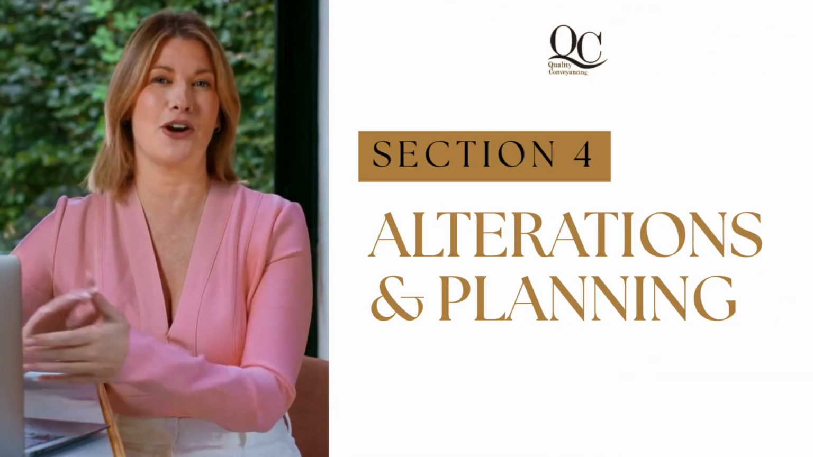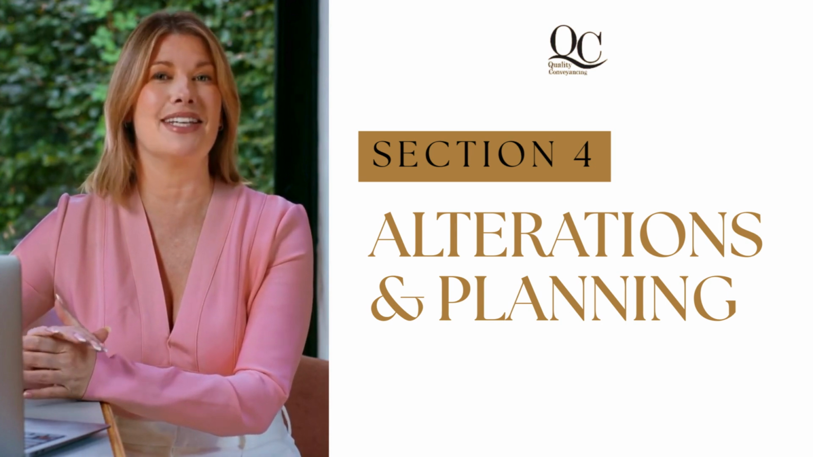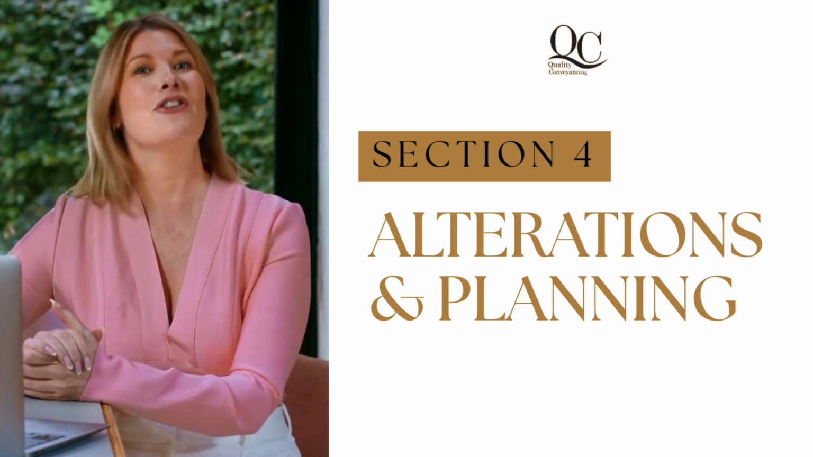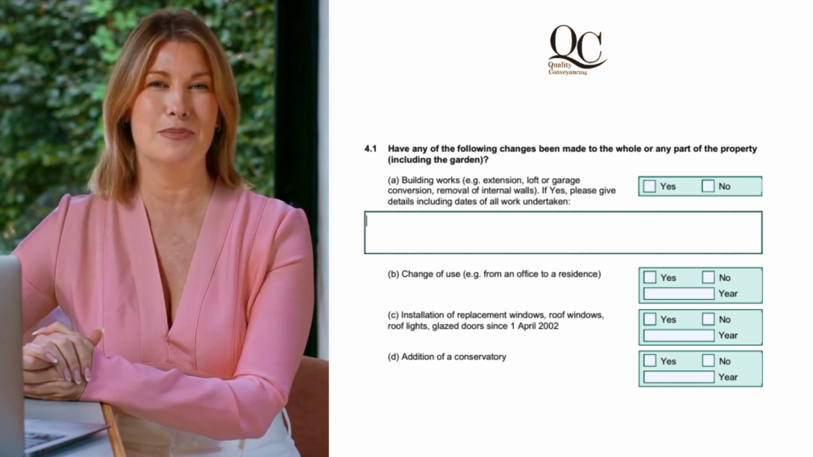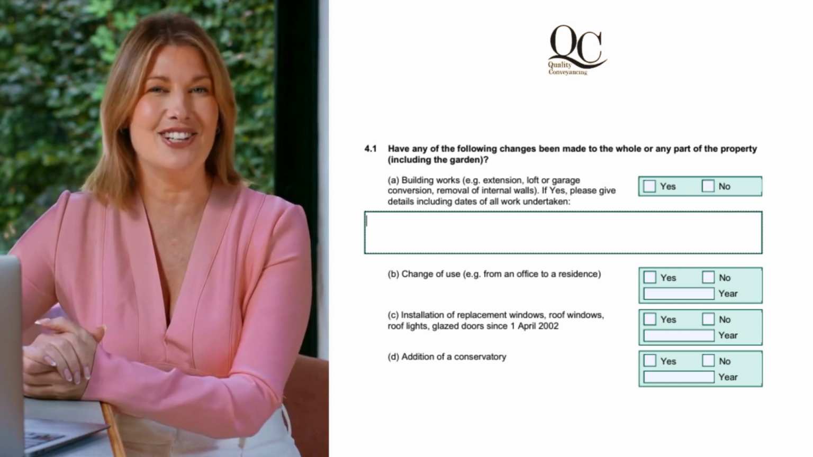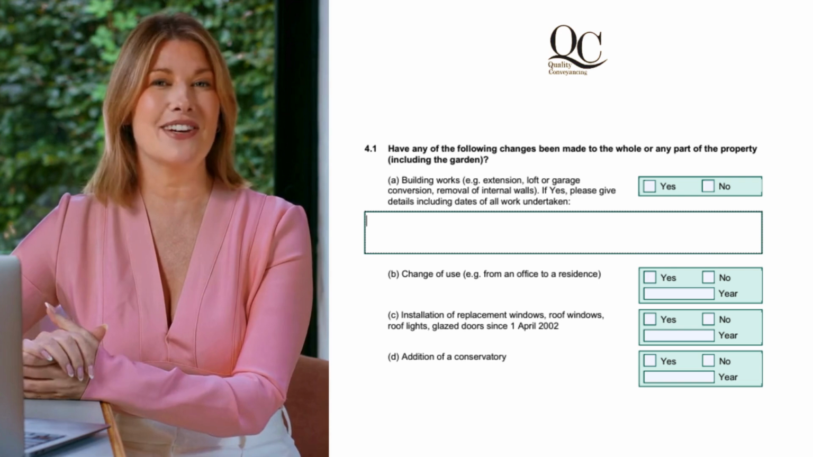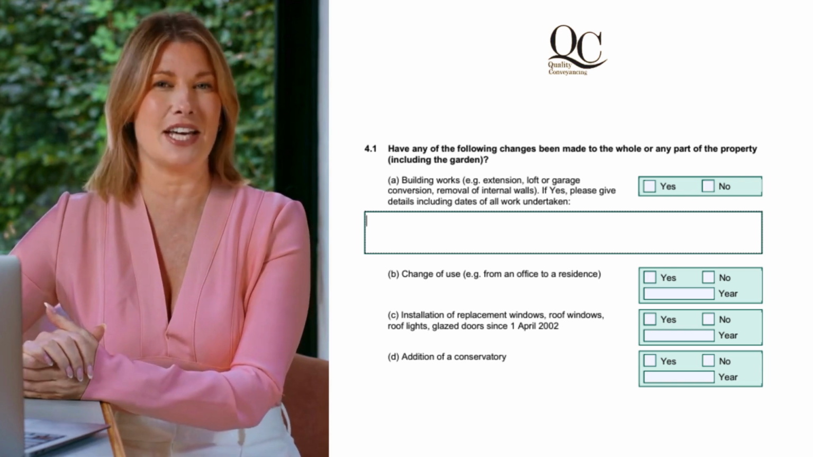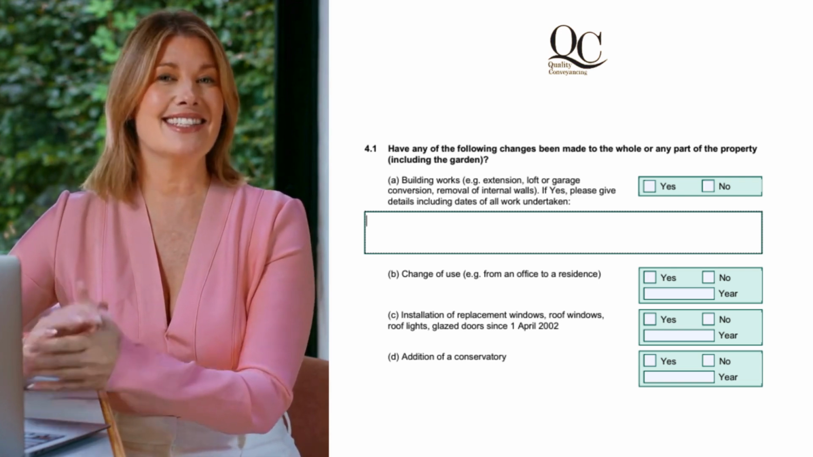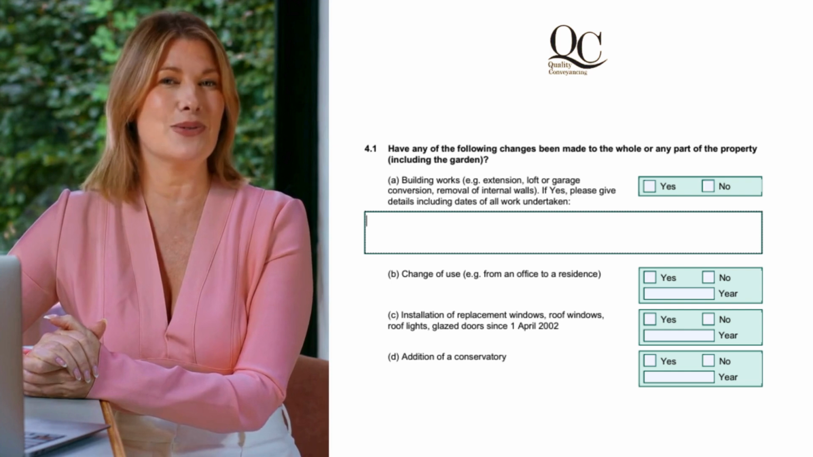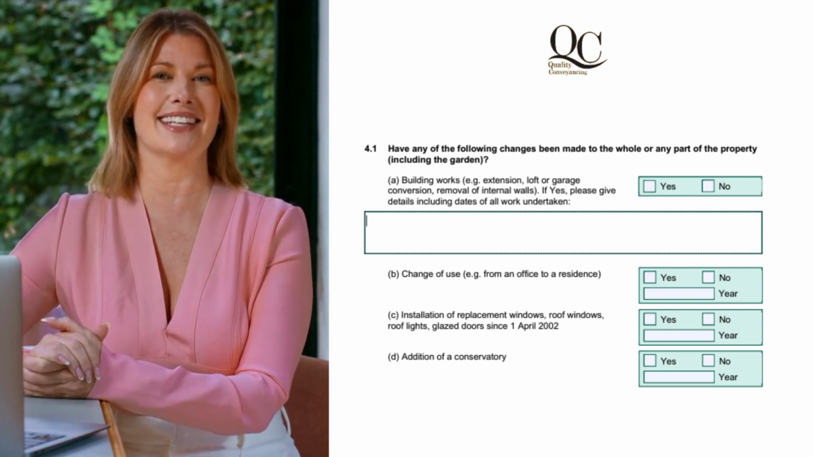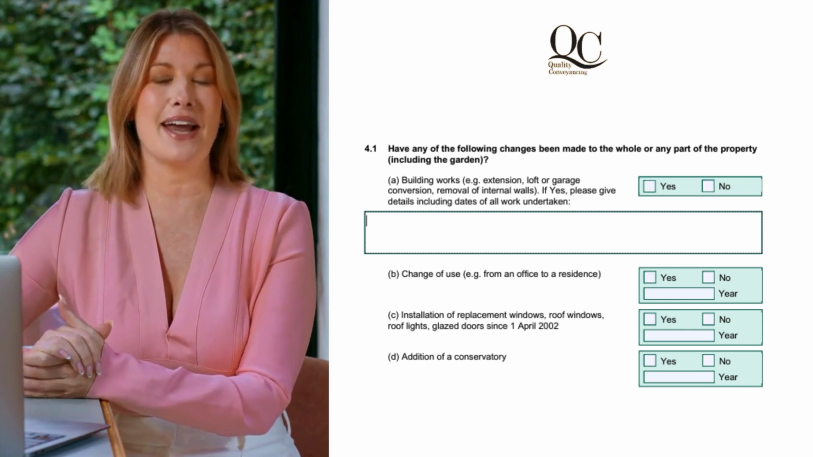Section 4 covers alterations, planning, and building control. This is one of the most important parts of the form, so take your time here. You'll first be asked whether any building work has been done, things like extensions, loft or garage conversions, removing internal walls. If you've had any building work done, just tick yes and give a short description of what was done, along with an approximate date or year. Doesn't need to be exact, a rough time frame is absolutely fine.